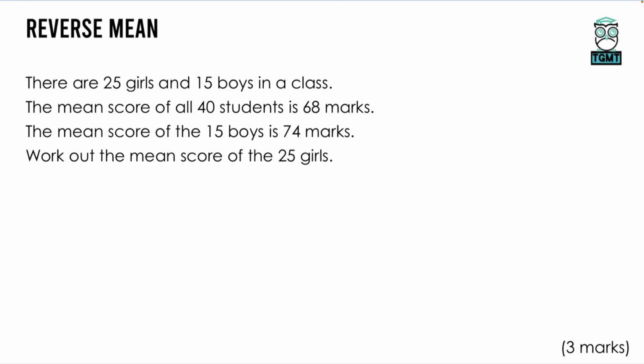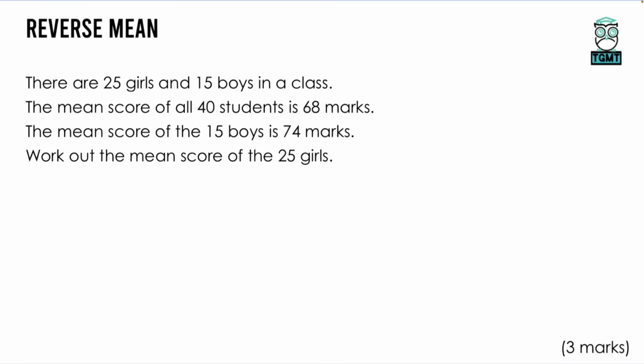Okay, so looking at a reverse mean, also sometimes called a combined mean, because we're looking at the mean of more than one thing. It says here there are 25 girls and 15 boys in a class. The mean score for all 40 is 68. The mean score for the 15 boys is 74. Work out the mean score of the 25 girls.